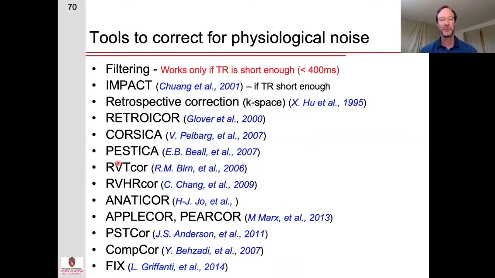There are a number of tools out there to correct for physiological noise. I'm just listing them here. I must say I love the acronyms that people come up with, in particular this Apple Core and Pear Core. I'm almost waiting for an orange core to come out so we can compare the Apple Core to the orange core. There's also FMRIB's ICA-based X-noisifier, one of the more recent techniques for removing various sources of noise that was used in the Human Connectome Project.